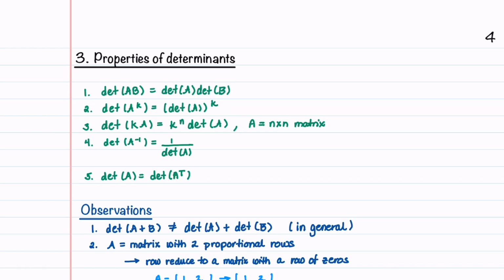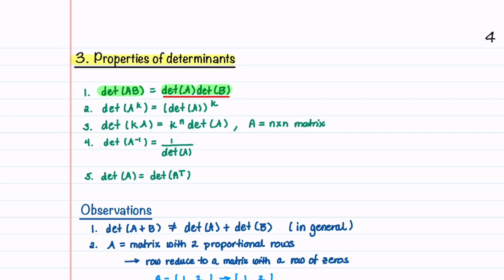We're now going to shift gears and talk about properties of determinants. The determinant of A times B is equal to the determinant of A times the determinant of B. This property is nice because you don't have to multiply the matrices and can just multiply the determinants.